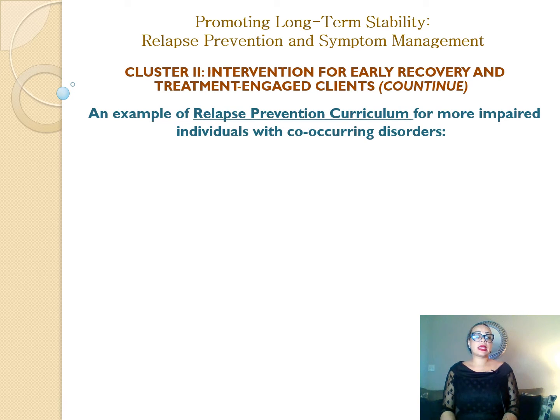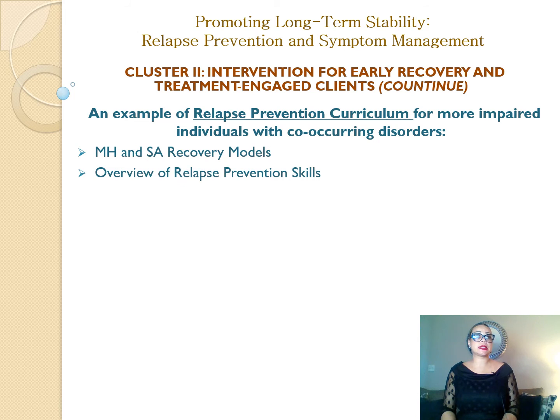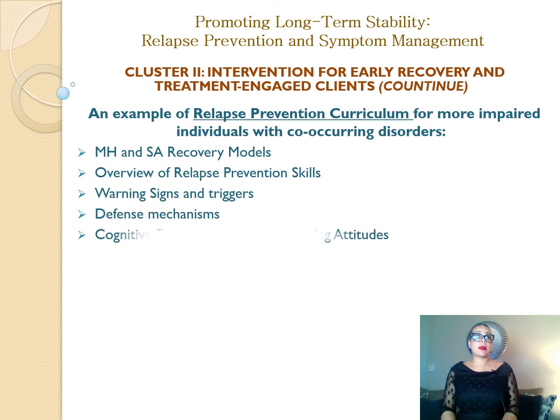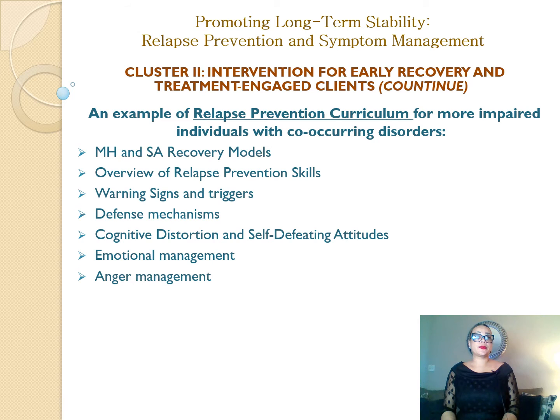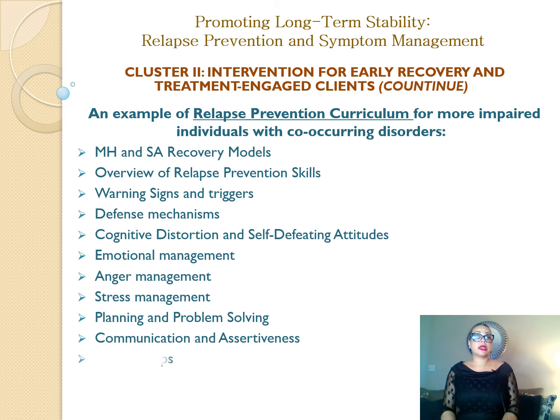An example of a relapse prevention curriculum for more impaired individuals with co-occurring disorders: MH and SA recovery models, overview of relapse prevention skills, warning signs and triggers, defense mechanisms, cognitive distortions and self-defeating attitudes, emotional management, anger management, stress management, planning and problem solving, communication and assertiveness, relationships, nutrition and health.